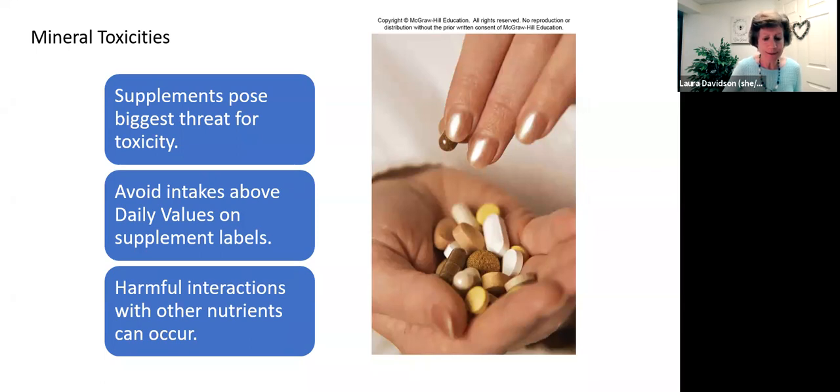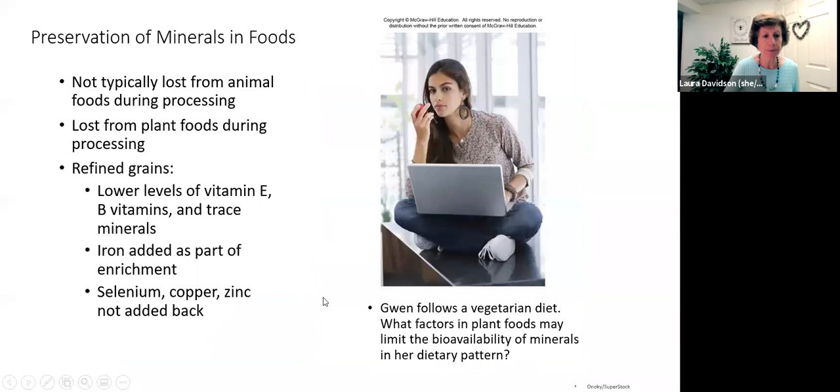At one point, several years ago, I had a student, and when he did his dietary assessment, he noticed that his iron levels were above the UL. And in his case, it came from eating a lot of fortified cereal. So that is a possibility. You want to avoid intakes above the daily value on supplement labels. So what that means is 100% would be the tops that you would want. And remember that harmful interactions with other nutrients can occur.